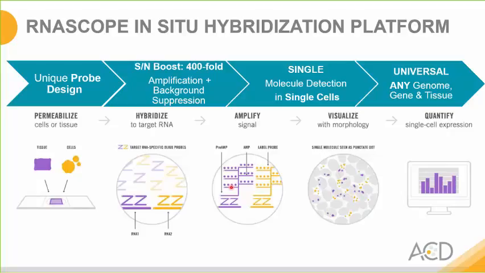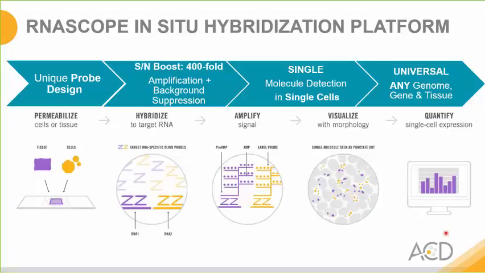The sensitivity of the assay allows for detection of single RNA molecules in single cells as punctate dots in their morphologic context. So you can see here the representation of a microscopic field with individual cells and punctate dots within them representing the individual RNAscope signals.